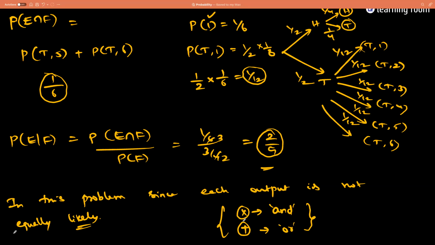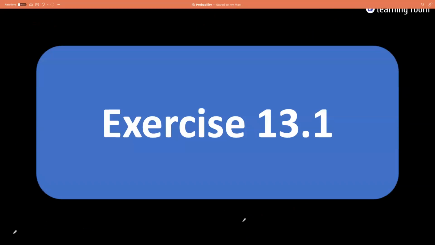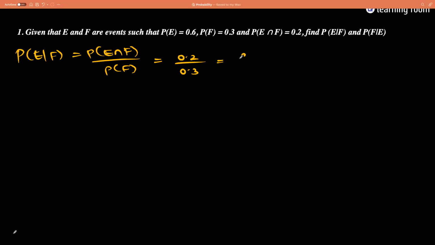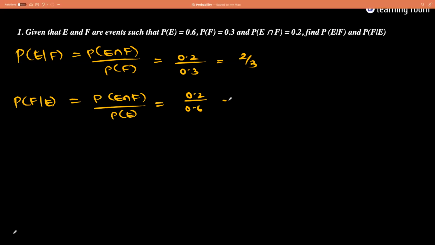Now 13.1. Shall we start? So tell me what is the answer for the first one. 0.2 divided by 0.3, which is going to be 2 divided by 3. So what is the probability of F given E? That is probability of E intersection F divided by probability of E. E intersection F is again 0.2 divided by probability of E will be 0.6. So 2 by 6, which is going to be 1 by 3.